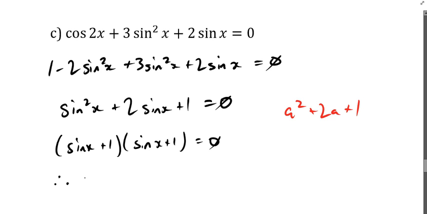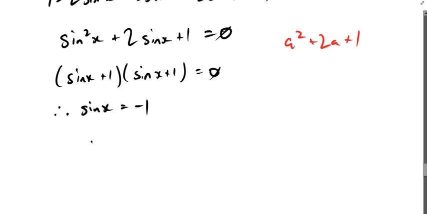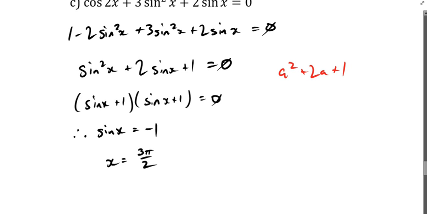What am I doing here? Therefore, sine x equals -1. We already saw that. So x is 3 pi over 2. This one only has one solution. This happens too.